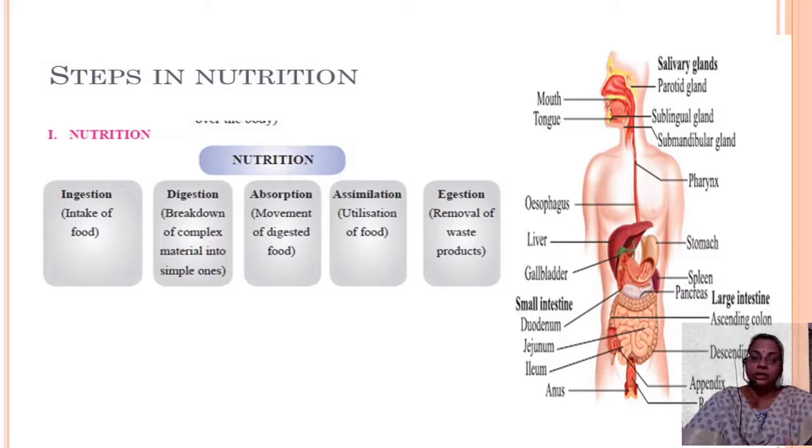Initially the digestion is taking place, 30% of the digestion takes place in the mouth itself, then it will go to the stomach, within the stomach also it will take place, then when it reaches the intestine, complete digestion will take place.